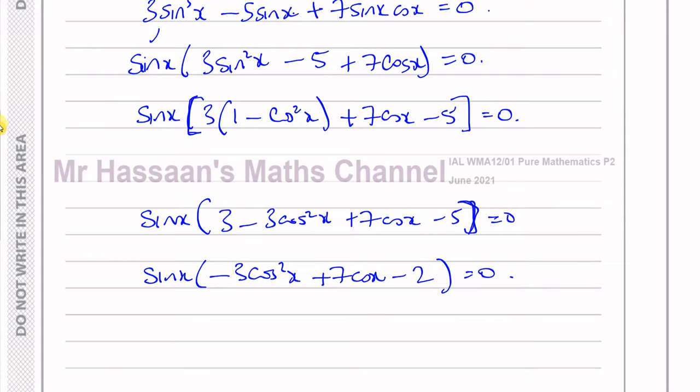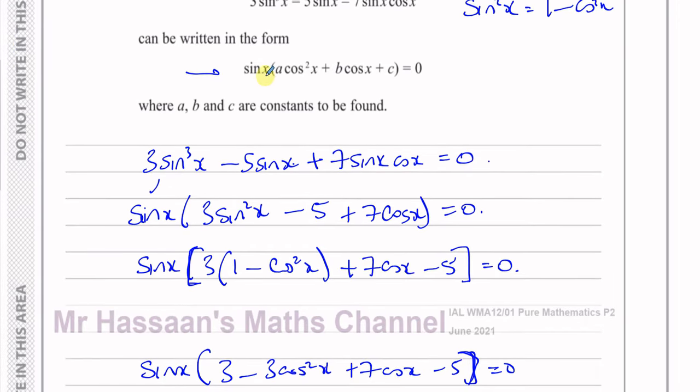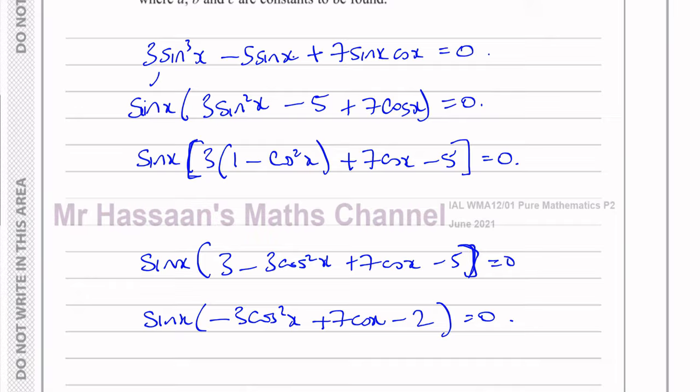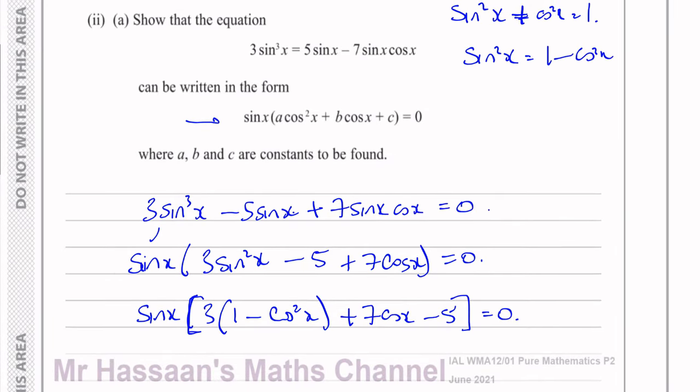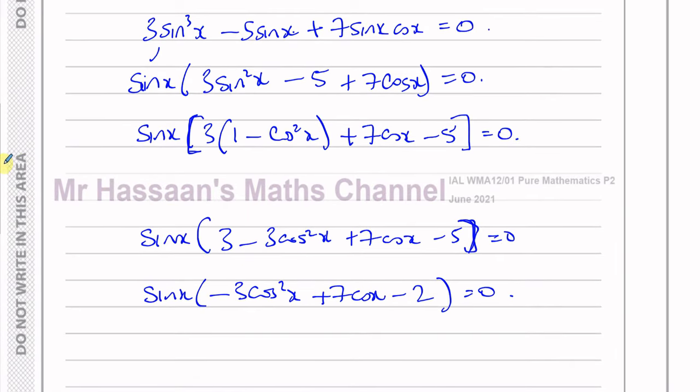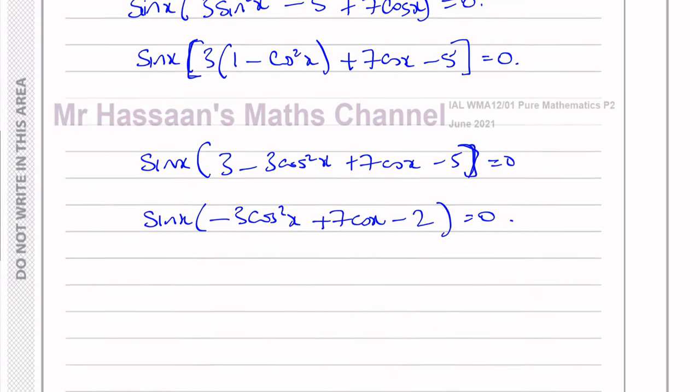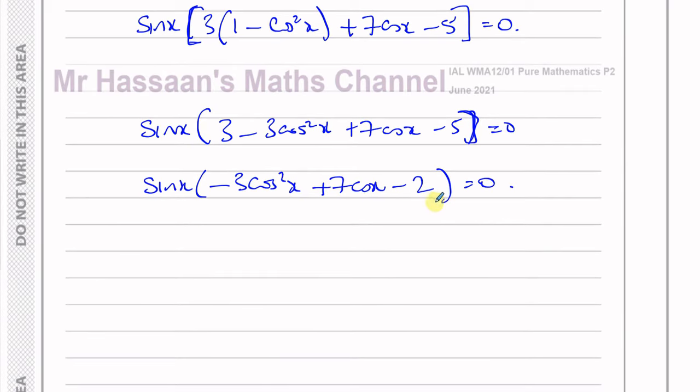So we put it in the form that's needed. You've got sine x, and you have something times cosine squared x, which in this case is minus 3, then something times cosine x, which in this case is plus 7, and then you've got plus c, which is minus 2. It's possible actually for you to multiply both sides of the equation by minus 1.